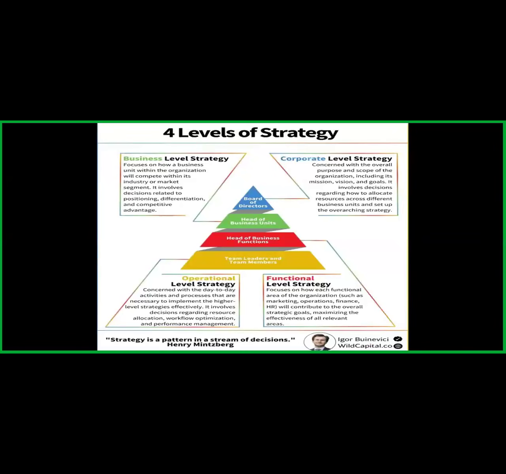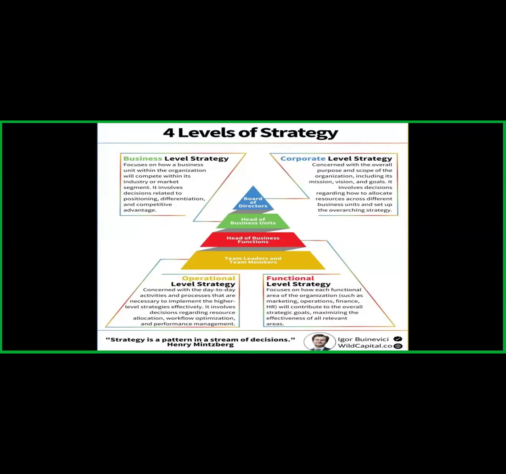Now we will move on to the four levels of strategy. There are four levels of strategy. First is the corporate level strategy, then the business level strategy, then the functional level strategy, and the operational level strategy. Now, these four strategies are there. In the slide, you can see that the four levels of strategies are mentioned. Now, we will discuss one by one what those strategies are.